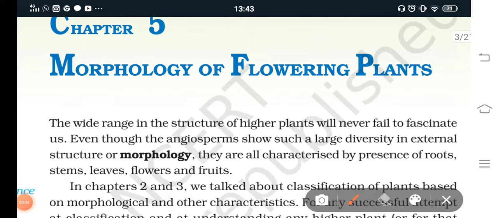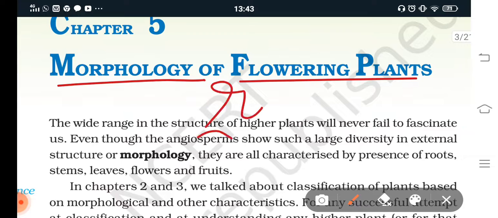So today we will be starting with a new chapter, morphology of flowering plants. So the first question which comes to our mind is, what do you mean by morphology? Morphology is the study of external features of any living organism. Over here we are going to study the external features of the flowering plants. So what are the external features of plants?